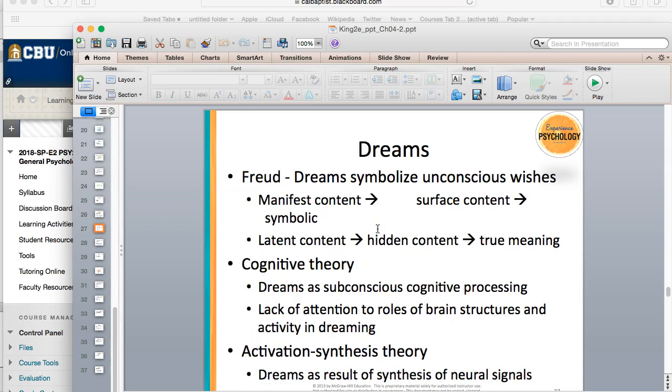So dreams. So like I said, Freud is a major component of psychology, and he used to monitor and study dreams as well. So dreams symbolize unconscious wishes. He thought that whenever we dreamed, it was your unconscious feelings being acted out in your subconscious. So manifest content, surface content, they're all symbolic to how you really feel. So latent content, hidden content, and the true meaning. So yeah, cognitive theory. Dreams are subconscious cognitive processing. Lack of attention to roles of the brain structures and activities in dreaming. Activation synthesis theory. Dreams as a result of synthesis and neural signals.